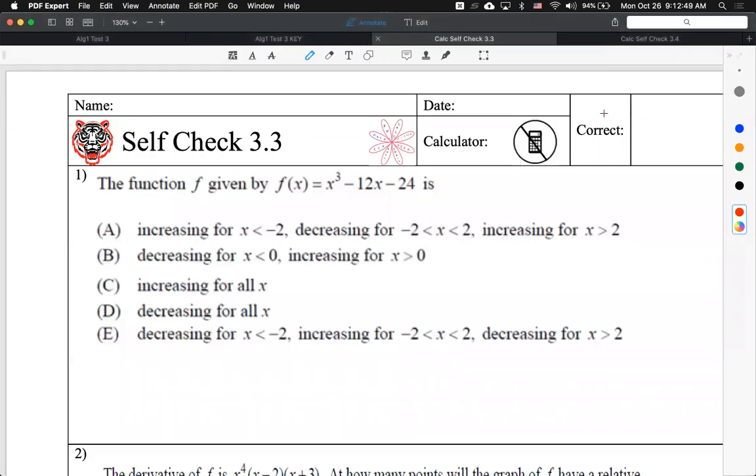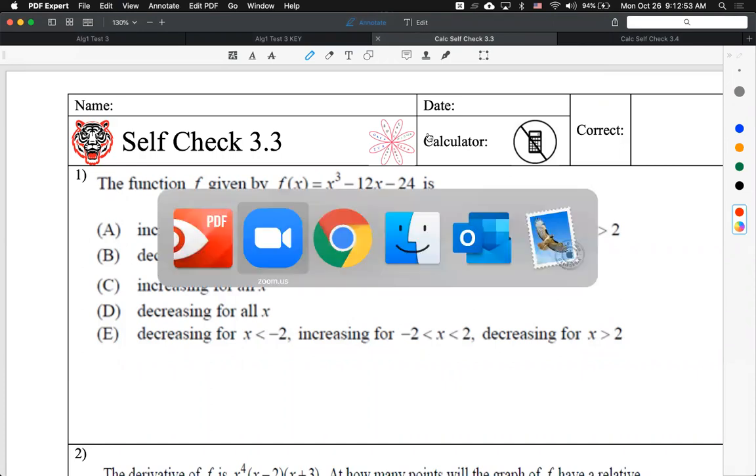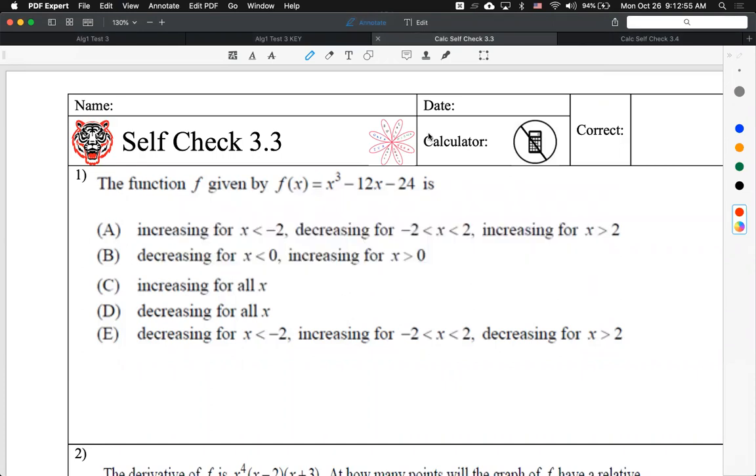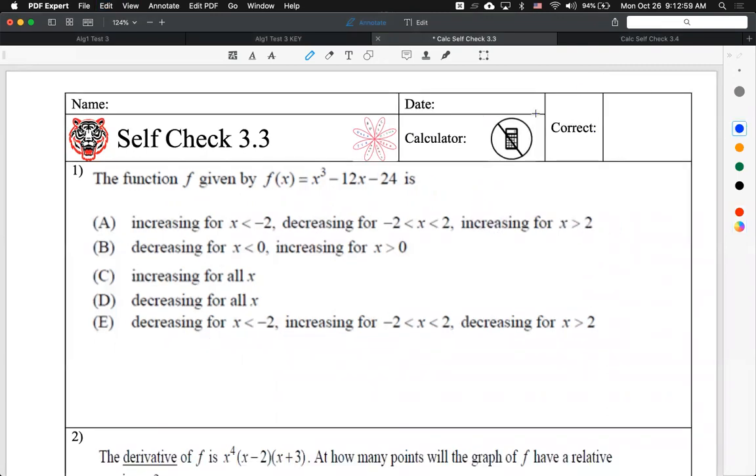All right, we're in AP Calculus. We are doing self-check 3.3 today. What's going on with my computer? There we go. All right, so today's date for the record is Monday, October 26, 2020.